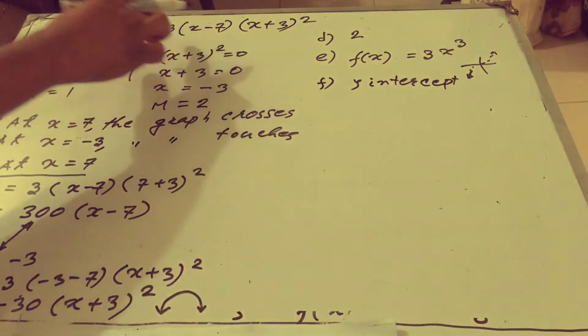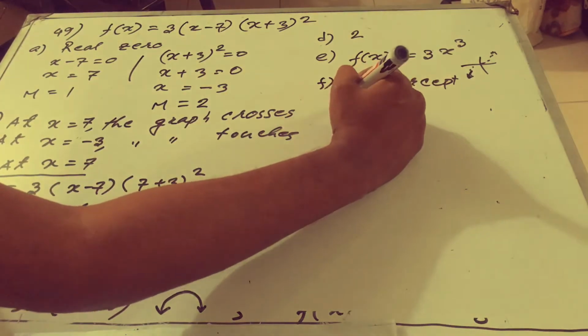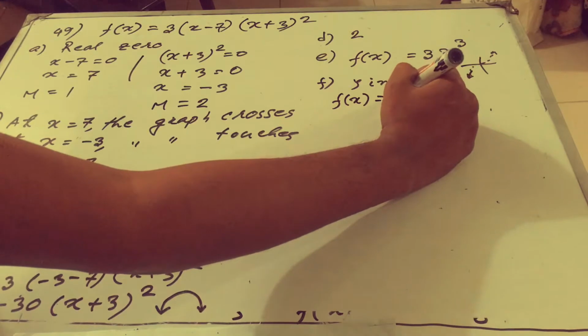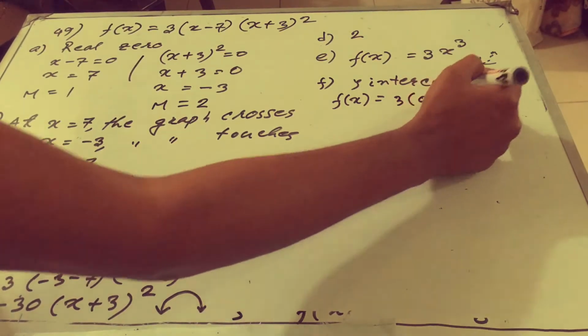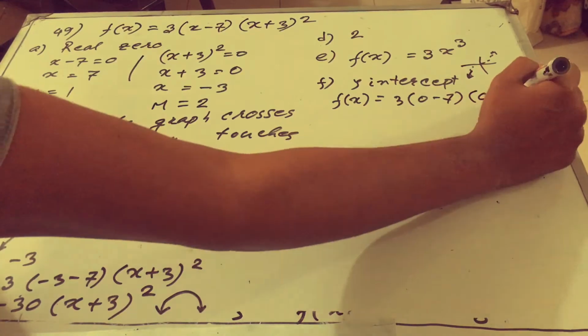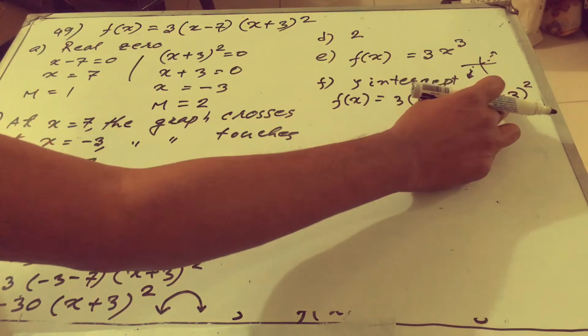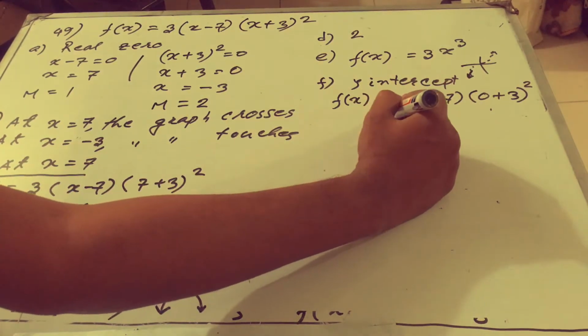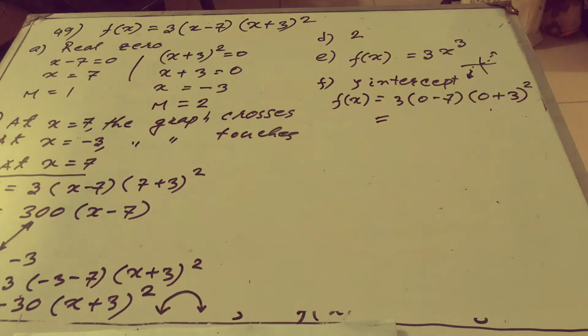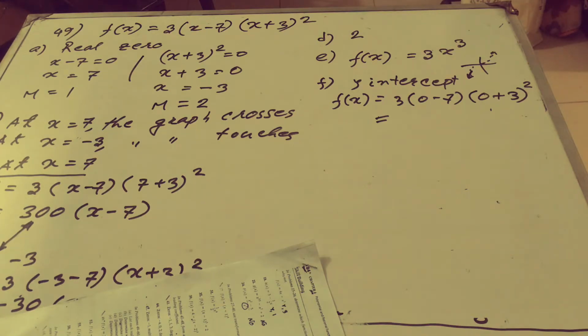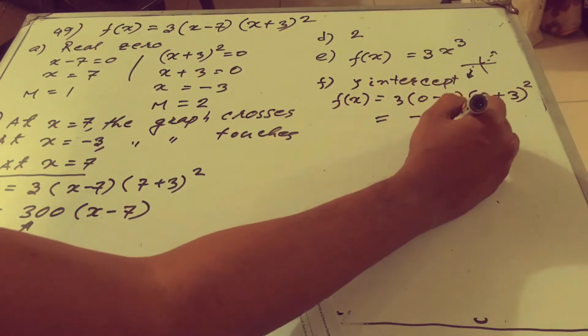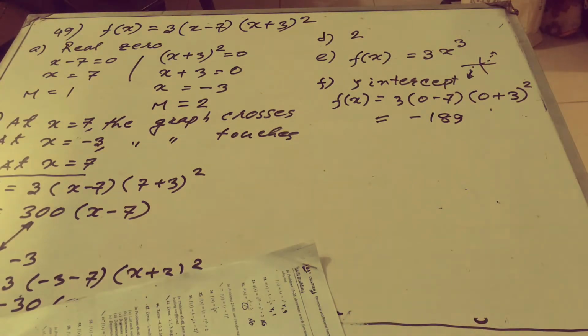we set x equals to 0. To find the y-intercept, we find f(x) at x equals to 0. So the y-intercept will be f(0) equals 3 into (0 minus 7) into (0 plus 3) whole squared. And 0 plus 3 is 3, 3 square means 9, then there is 3, there is minus 7. If we multiply all of them, 3 into minus 7 into 9, the answer is minus 189. That is the y-intercept of this function.